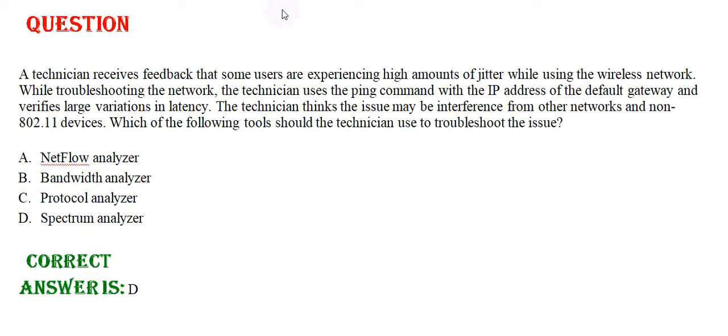A technician receives feedback that some users are experiencing a high amount of jitter while using the wireless network. While troubleshooting the network, the technician uses the ping command with the IP address of the default gateway and verifies large variations in latency. The technician thinks the issue may be interference from other networks and non-802.11 devices. Which of the following tools should the technician use to troubleshoot the issue? Option A, NetFlow analyzer, option B, bandwidth analyzer, option C, protocol analyzer, option D, spectrum analyzer. The correct answer is option D.